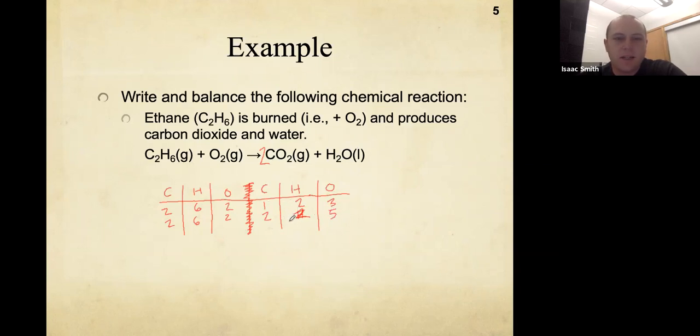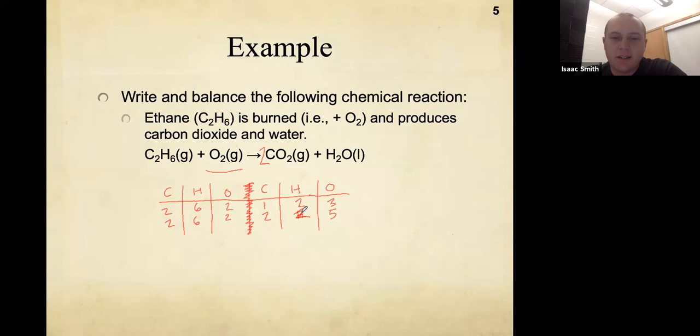Okay, so now we need to get some more hydrogens. We have 2 carbons on both sides, but we have 6 hydrogens on the left side and only 2 on the right side. I'm going to save oxygen for last, because I told you that you want to save the pure elements for last, because when you put a coefficient in front of this, it only changes oxygen, which is really nice.